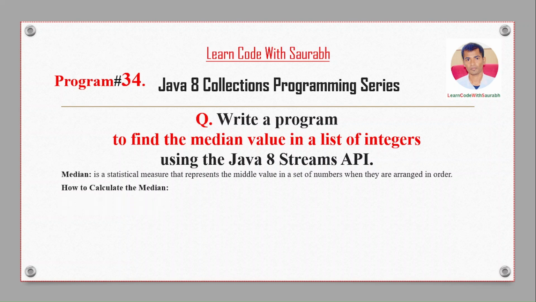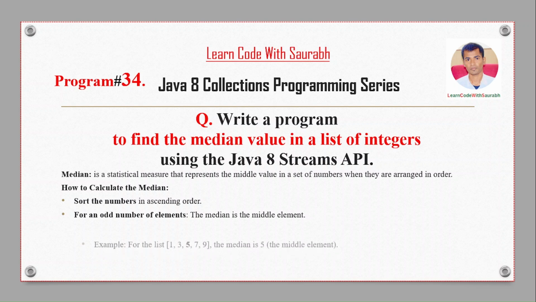So how to calculate the median? Firstly, we will sort the numbers in ascending order, and then we have to handle two situations. That means we check how many elements are in the list. So if odd, that time the middle element is the median element. So we can easily identify.